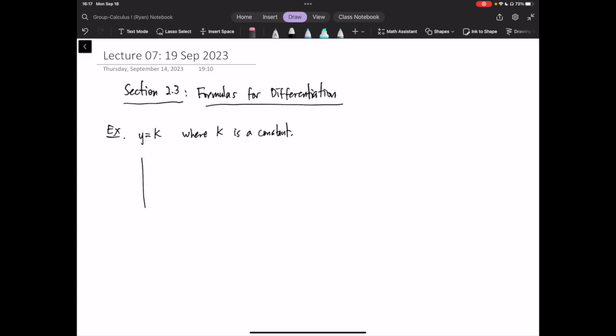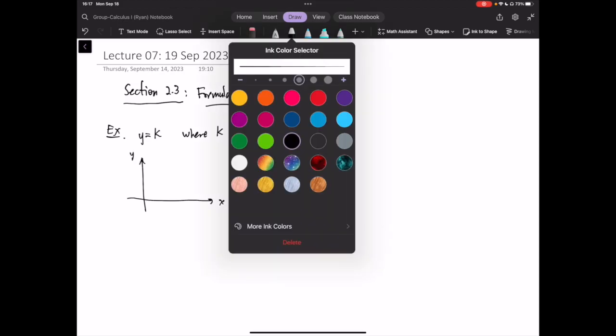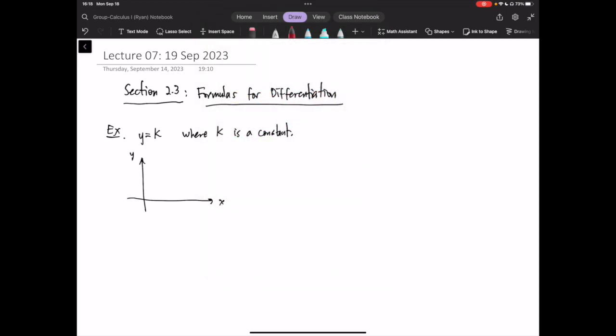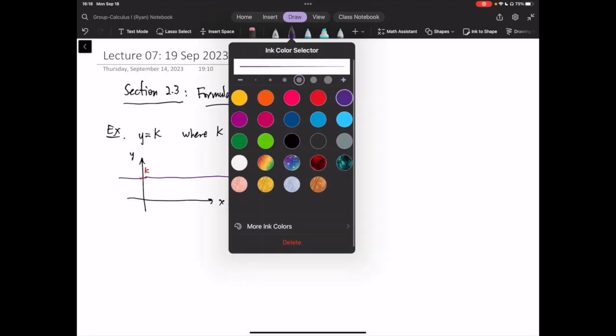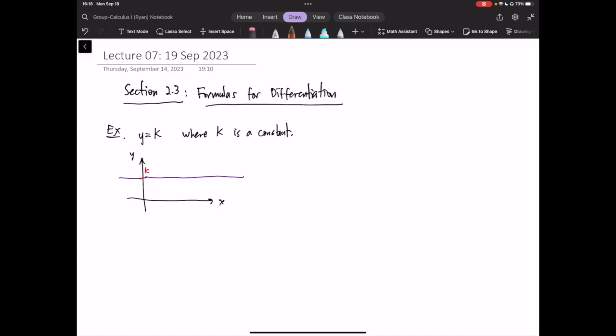So in this case, the shape of the graph, if it's just y equals k, and here's our xy coordinate axes, if this is the height k, is just going to be a horizontal line, right? It's going to be a line that passes through this height k, and at every x value it's equal to k. Now remember that the derivative is the instantaneous rate of change of this line at any point, right?